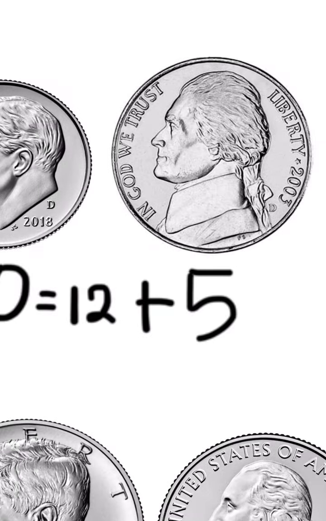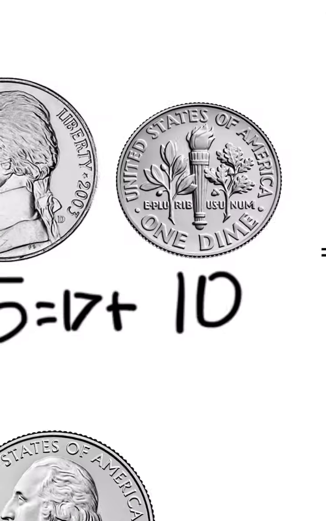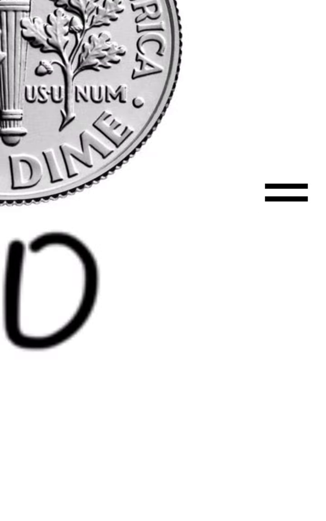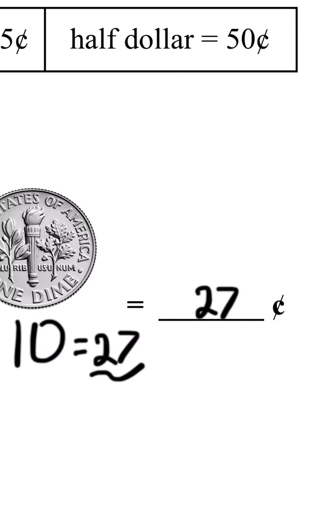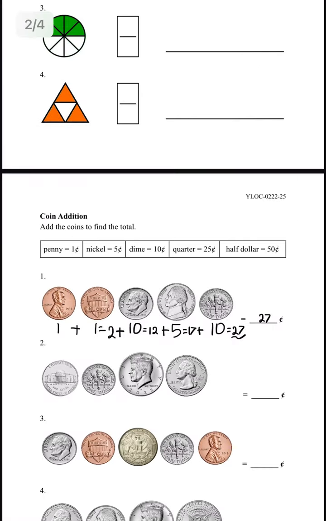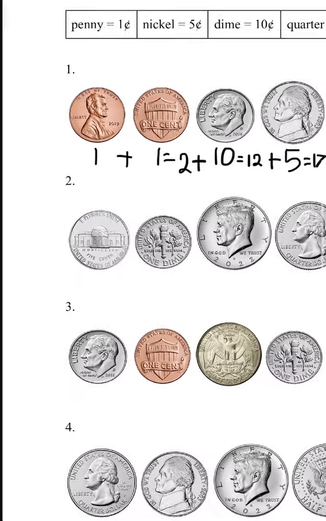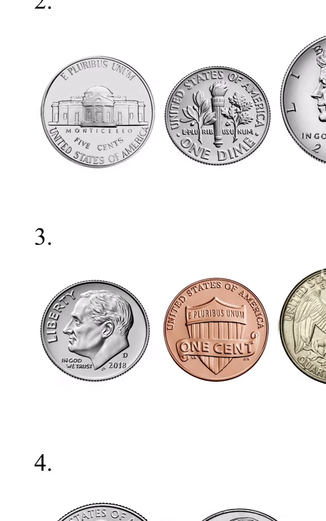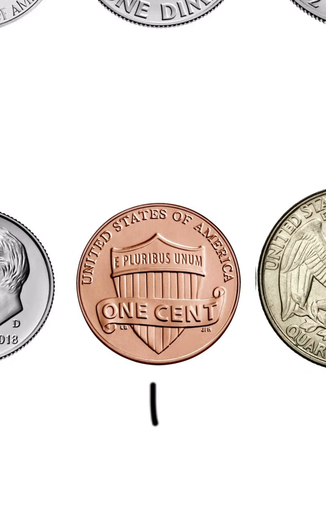12 plus 5 is 17. 17 plus 10 is 27. So 27 cents is the answer for number 1. Let's look at number 3. So this one is 10 cents. This one is 1 cent.